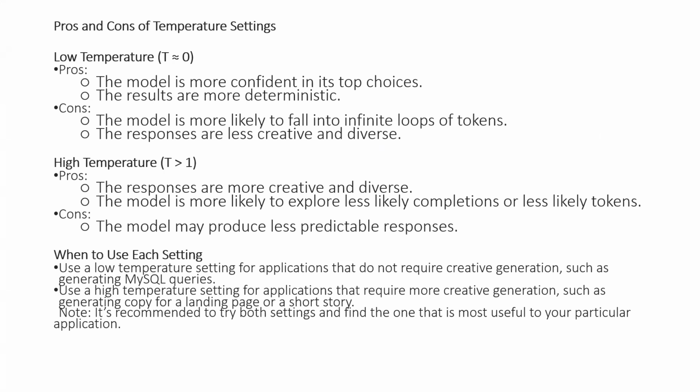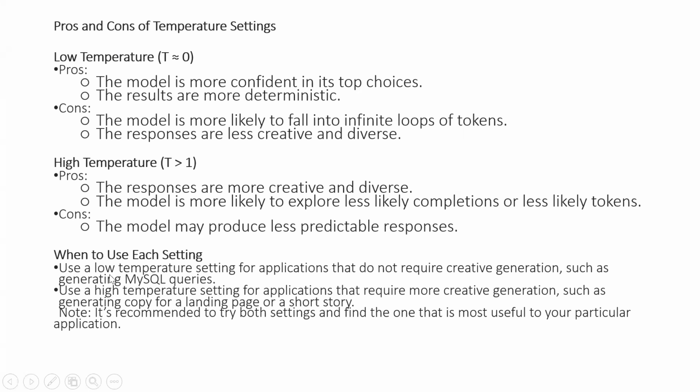Let's say I want to build an application which will tell me the name of a restaurant, right? I say I want to open a food restaurant, can you suggest me some good names? At that time, instead of low temperature, my temperature should be high, so that it becomes creative and will not tell me the most probable words again and again. Okay, if my temperature is high, the responses are more creative and diverse. The model is more likely to explore less likely completions or less likely tokens. Okay, it will also give you tokens which have low probability in the response. The model may produce less predictable responses.